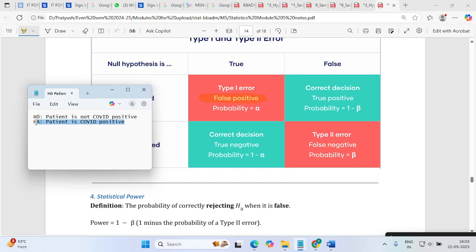ओके, टाइप 1 एरर इज कमिटेड व्हेन you reject null hypothesis incorrectly. Okay, this is your type 1 error. And alpha is the probability of committing type 1 error. Okay, I hope I was able to explain what is type 1 error.